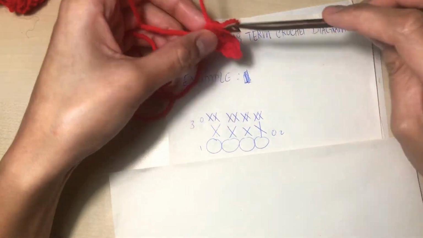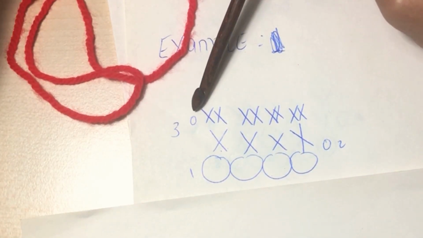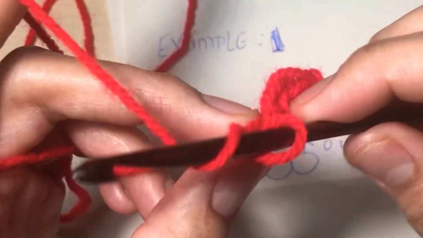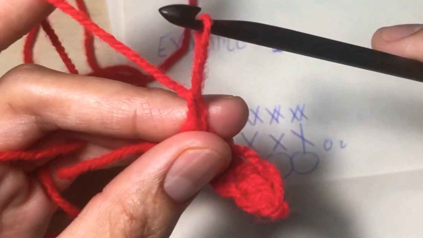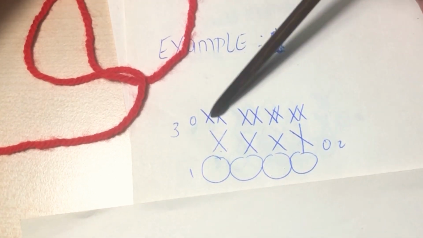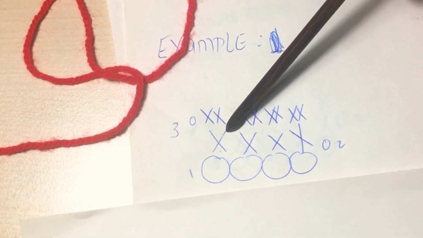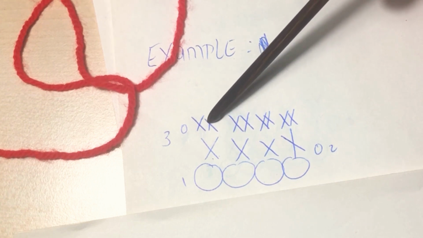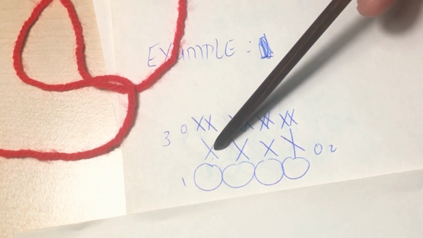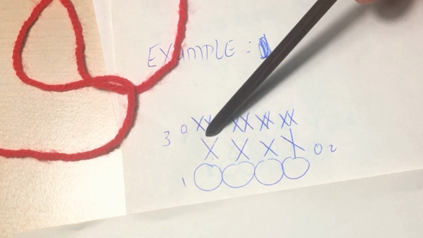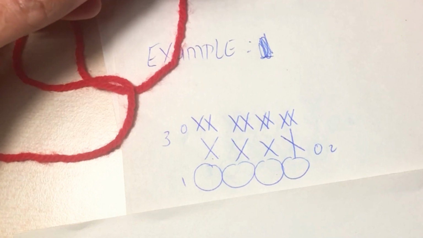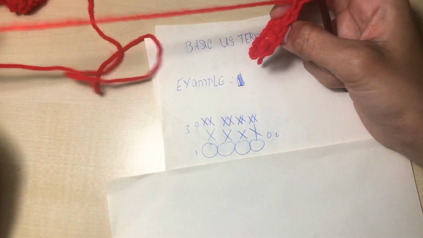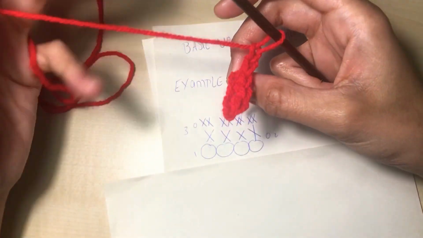So chain 1. As you can see here, round 3, it says there is a circle here, meaning chain 1. So we have to chain 1, yarn over and pull through. Then after that, there is 2 X on the top of the X below, 1 X below, and then 2 X above. That means 2 single crochet in 1 stitch, in the very first stitch of the previous round. So as it says here in our pattern, we're gonna make 2 single crochet in the next round.